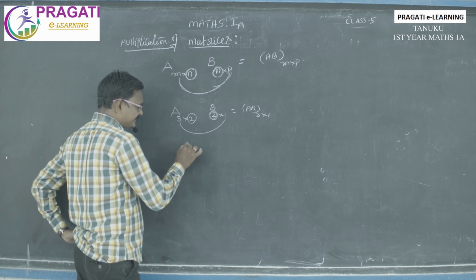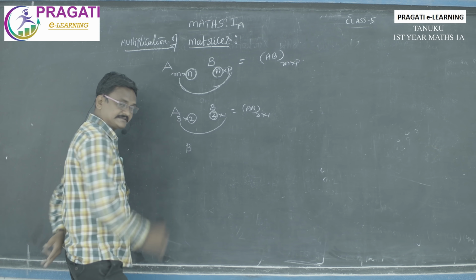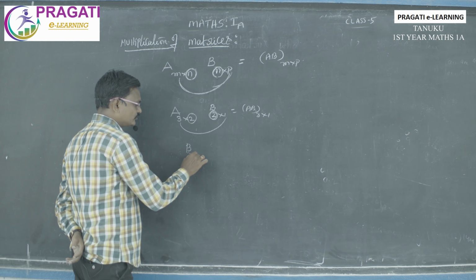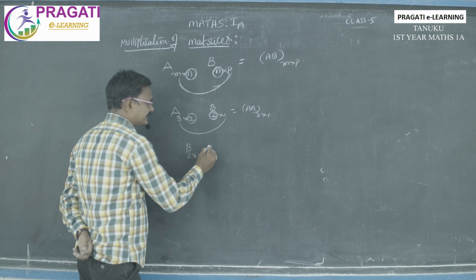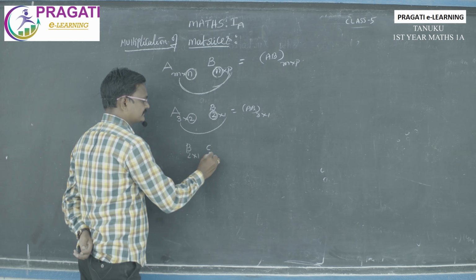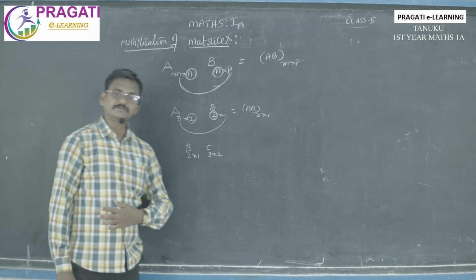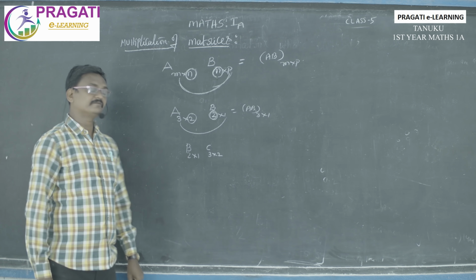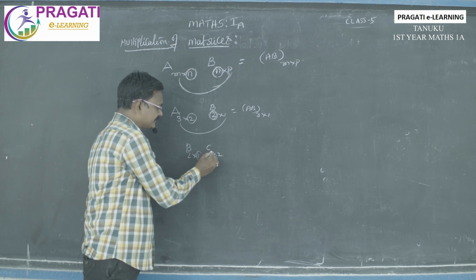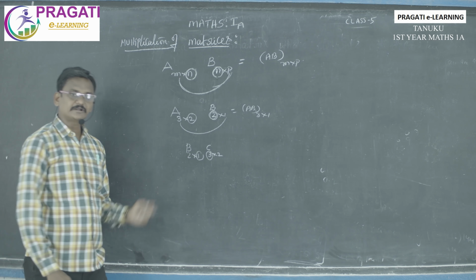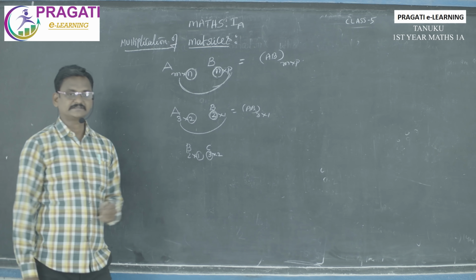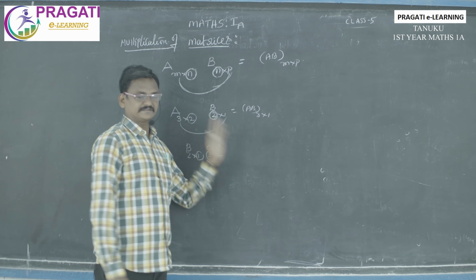And one more, the matrix B has order 2 by 1 and another matrix C has order 3 by 2. Is it possible or not possible? This is not possible. Why? Because these two are not equal. Then it is not possible to multiply the two matrices. Okay. So that is the first condition.